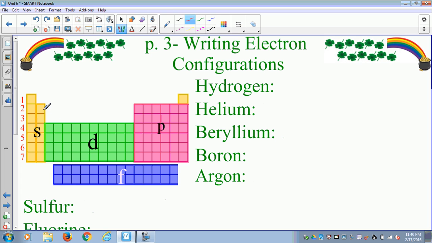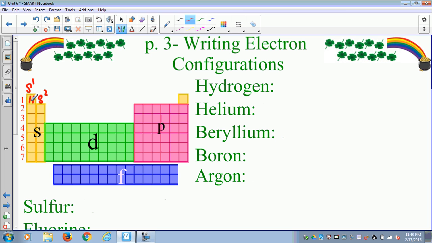So this is what I was telling you, that your periodic table is divided into sublevels. So these are S block elements, these are D block elements, P block elements, and F block elements. So let's do the electronic configuration of hydrogen. Hydrogen is sitting right here. This group is S1 and this group ends up at S2.